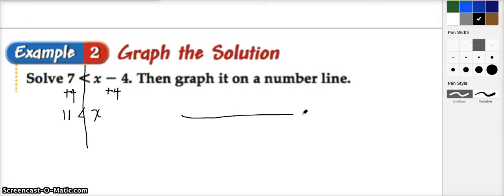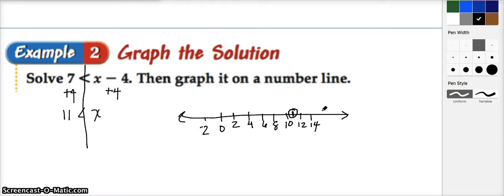x does not equal 11. x is greater than 11. So let me go ahead and put some numbers here: 2, 4, 6, 8, 10, 12, 14, and a little -2 back here. x does not equal 11, and it is greater than 11. So what I need to do is go to 11 and put an open circle.